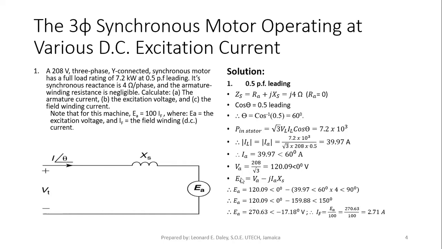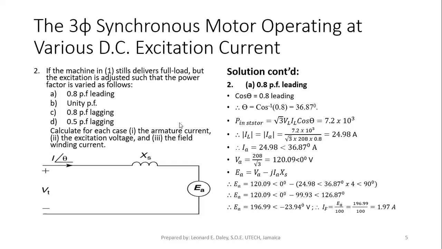All right. So again, you go through the calculations, and we work out what EA is. And EA is 270.63 at angle minus 17. And IF is EA divided by 100. So IF is 2.7 amps. And we do the same thing for 0.8. So again, we just substitute the values.